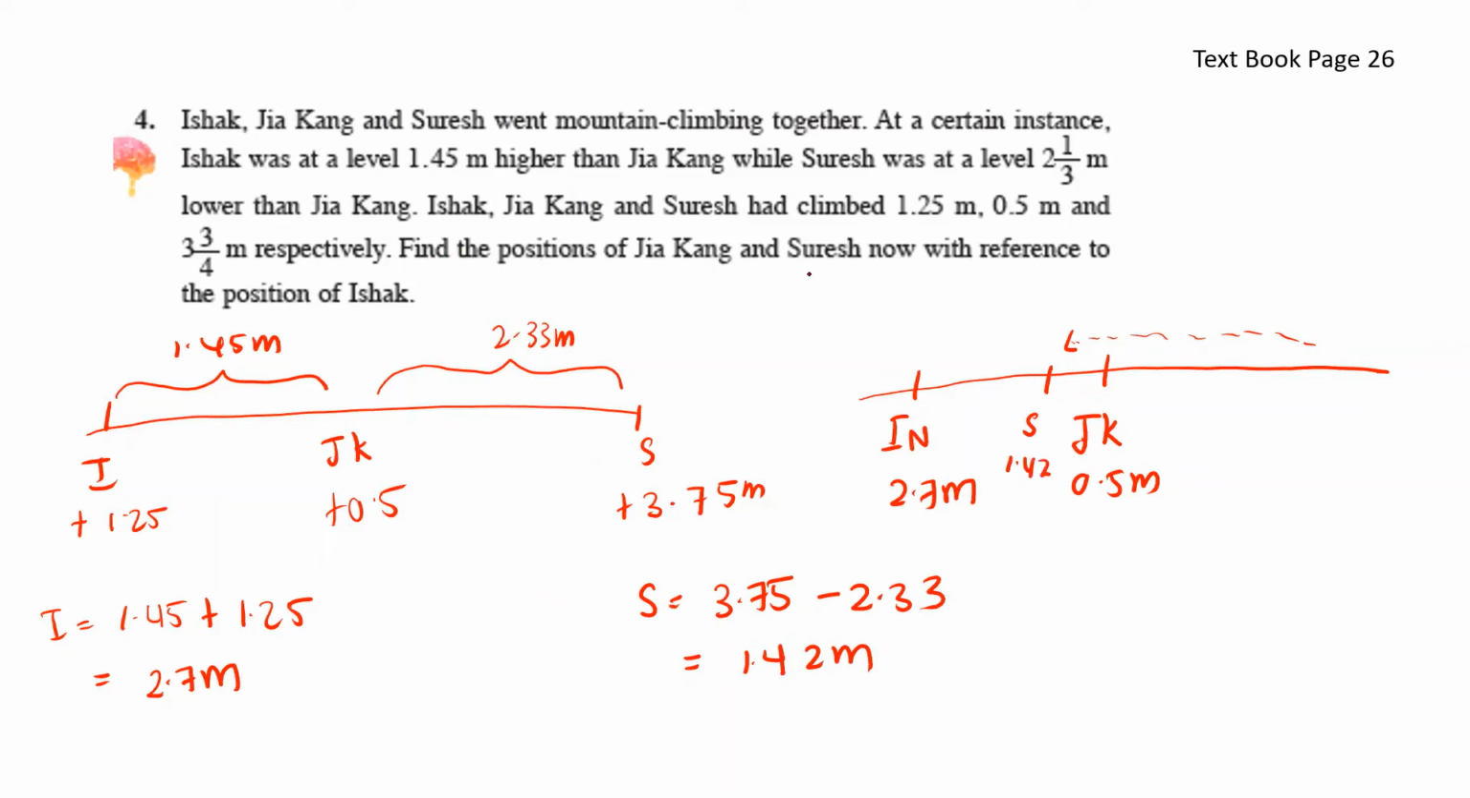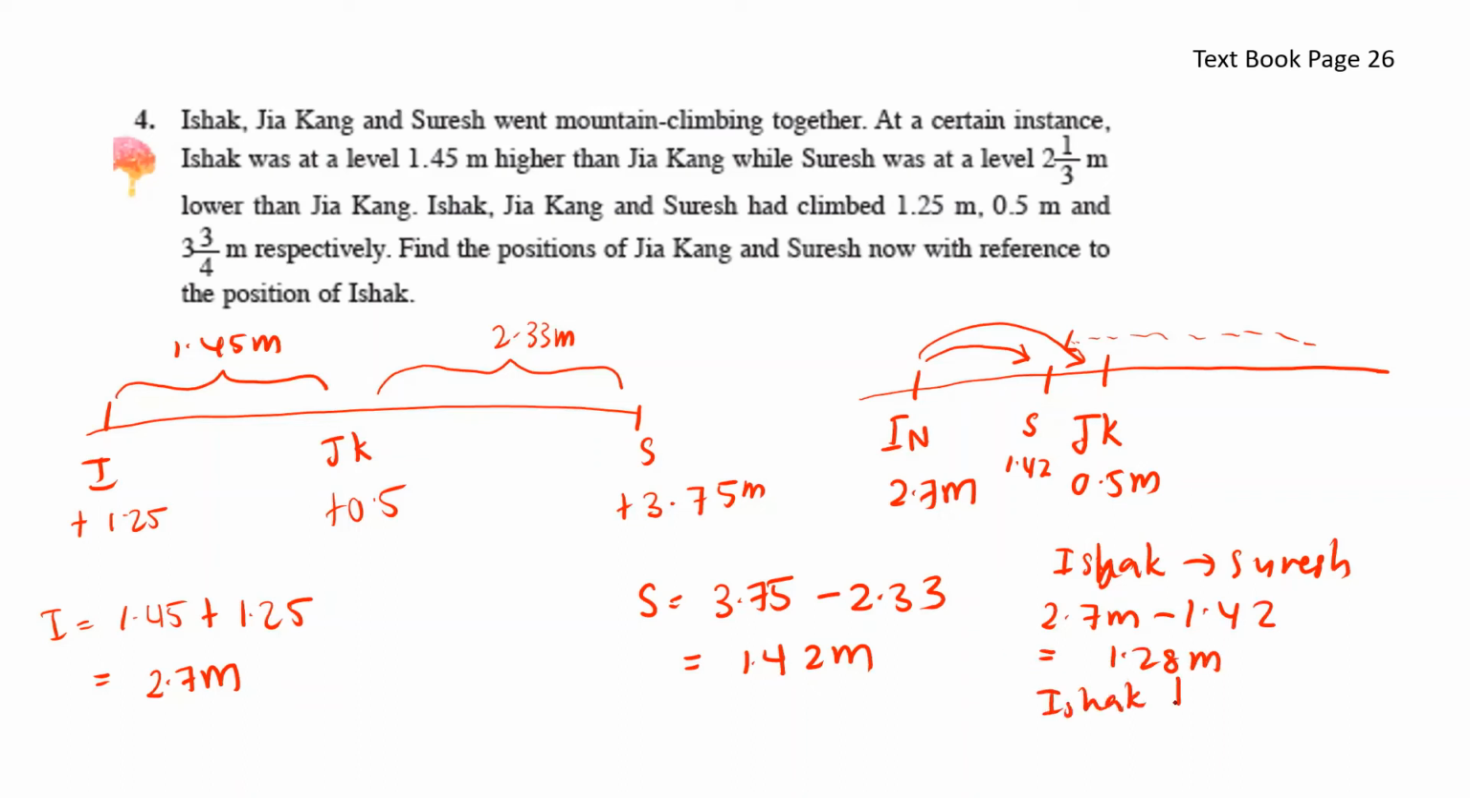Find the position of Jiakang and Suresh now with reference to the position of Ishak. So from Ishak, let's see the distance to Suresh and Jiakang. So Ishak to Suresh, we have 2.7 meters minus 1.42. That gives us 1.28 meters. And Ishak to Jiakang is 2.7 meters minus 0.5 meters, and that gives us 2.2 meters altogether.